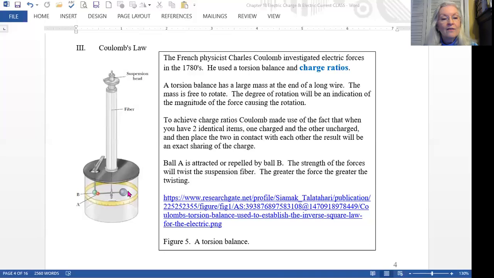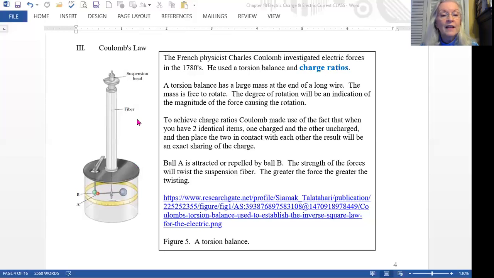You have a rod, and at either end there are metal balls, and then you have the ability to lower a charged ball down into the device. It's protected from wind currents and has a scale on the side of it to allow you to measure how far it twists as it turns. This rod is attached to a thin fiber, so it can twist. If it's attracted to the charge ball B that you've inserted, it'll swing towards it. If it's repelled, it'll swing away from it.